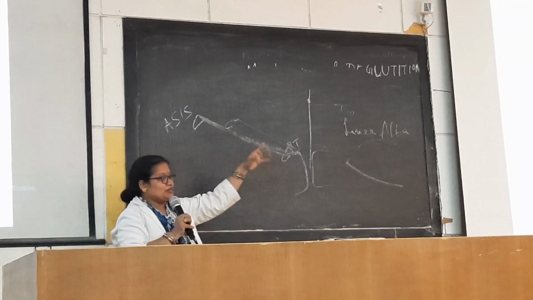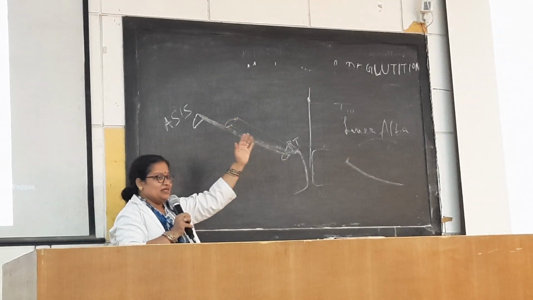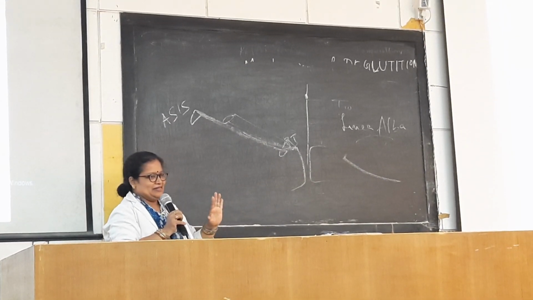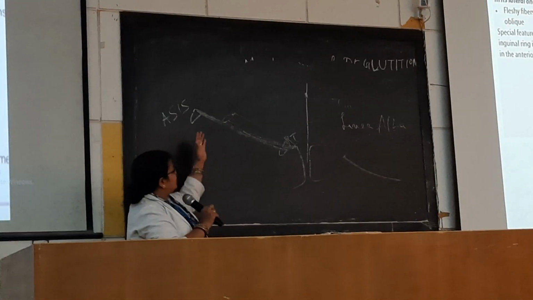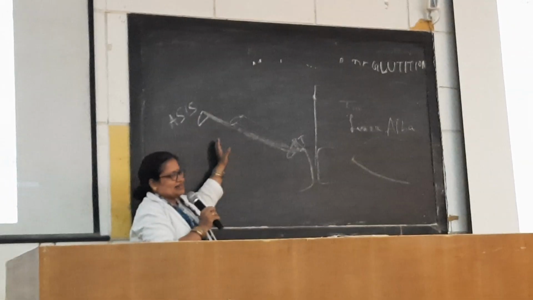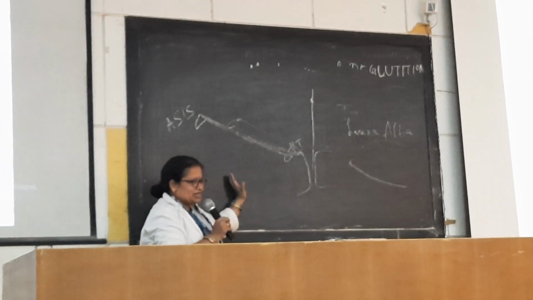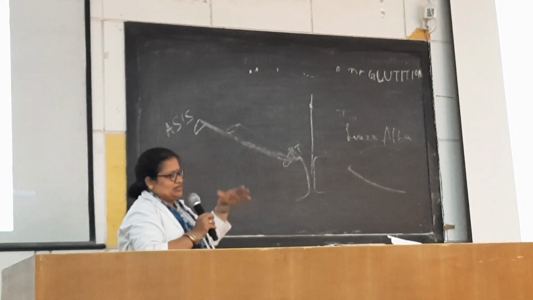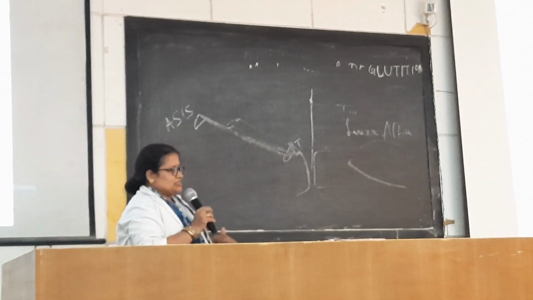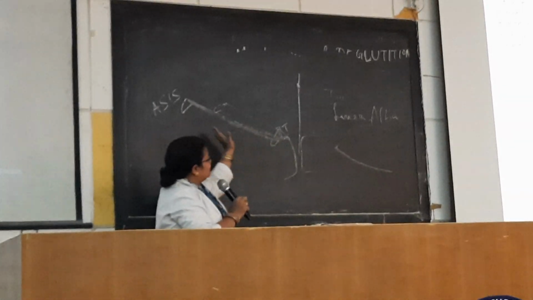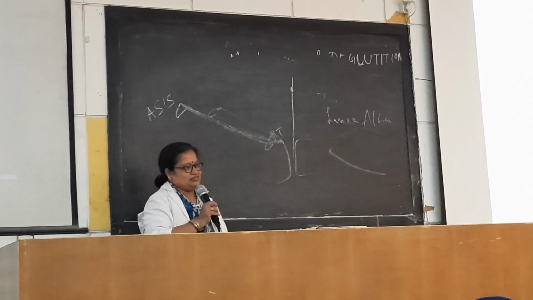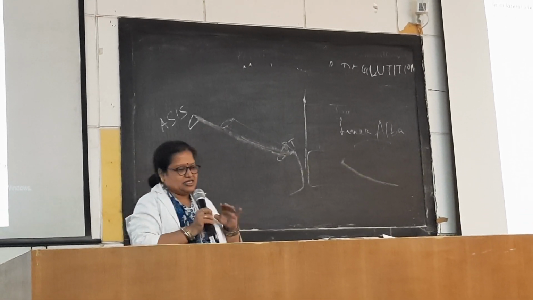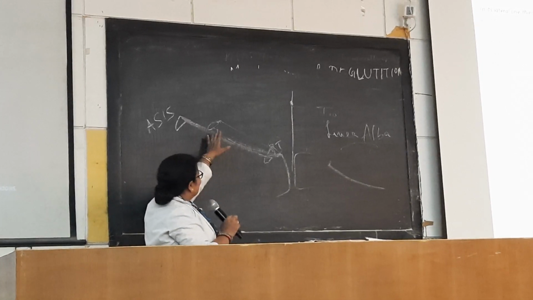But external oblique took its origin from the lower 8 ribs and got inserted here in the iliac crest. Okay, clear? So the internal oblique and transversus abdominis take their origin from below and get inserted upward, because the direction of the fibers is upward. And transversus abdominis takes its origin from here and gets inserted into the linea alba. So origin, insertion, you see that, and you see the boundaries anteriorly.